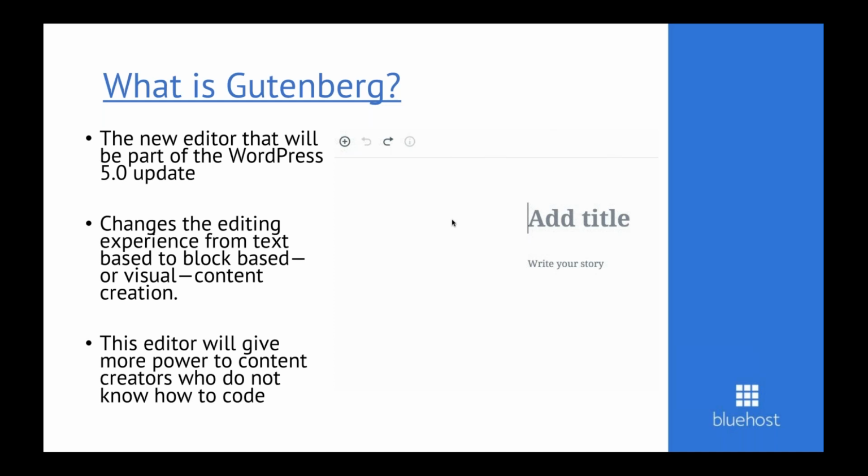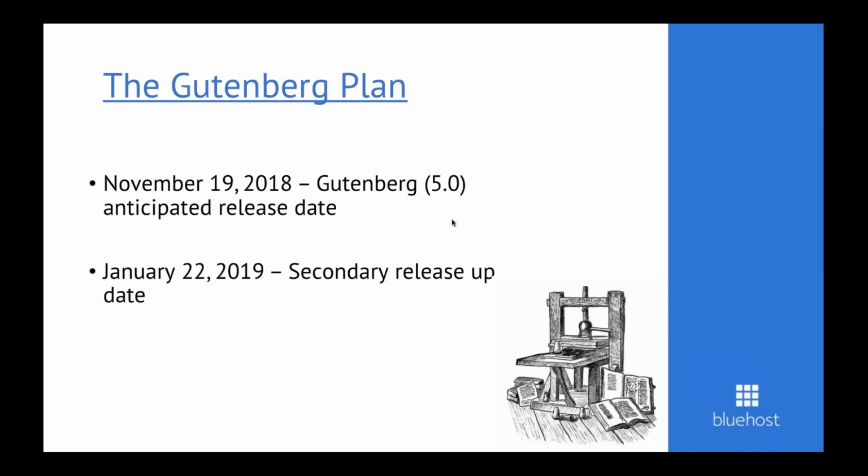It'll change the editing experience from text-based to block-based, which will make it then more visual. And it will also give more power to content creators who don't necessarily know how to code. So the plan as of today, latest news suggests that Gutenberg will be live sometime between November and January. The hopeful date is November 19th. However, Automattic CEO Matt Mullenweg has stated that he will not release it until it is ready.